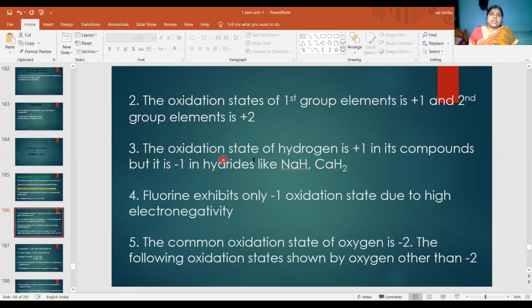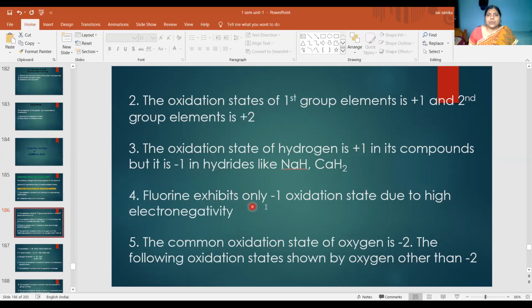Then the oxidation state of hydrogen is +1 in its compounds, but it is -1 in hydrides like NaH and CaH2, that is sodium hydride and calcium hydride. So always the common oxidation state of hydrogen is +1 in all compounds except these hydrides. When a metal combines with hydrogen, those are called hydrides. In hydrides, it is -1. But in all other compounds, the common oxidation state of hydrogen is +1. Next.